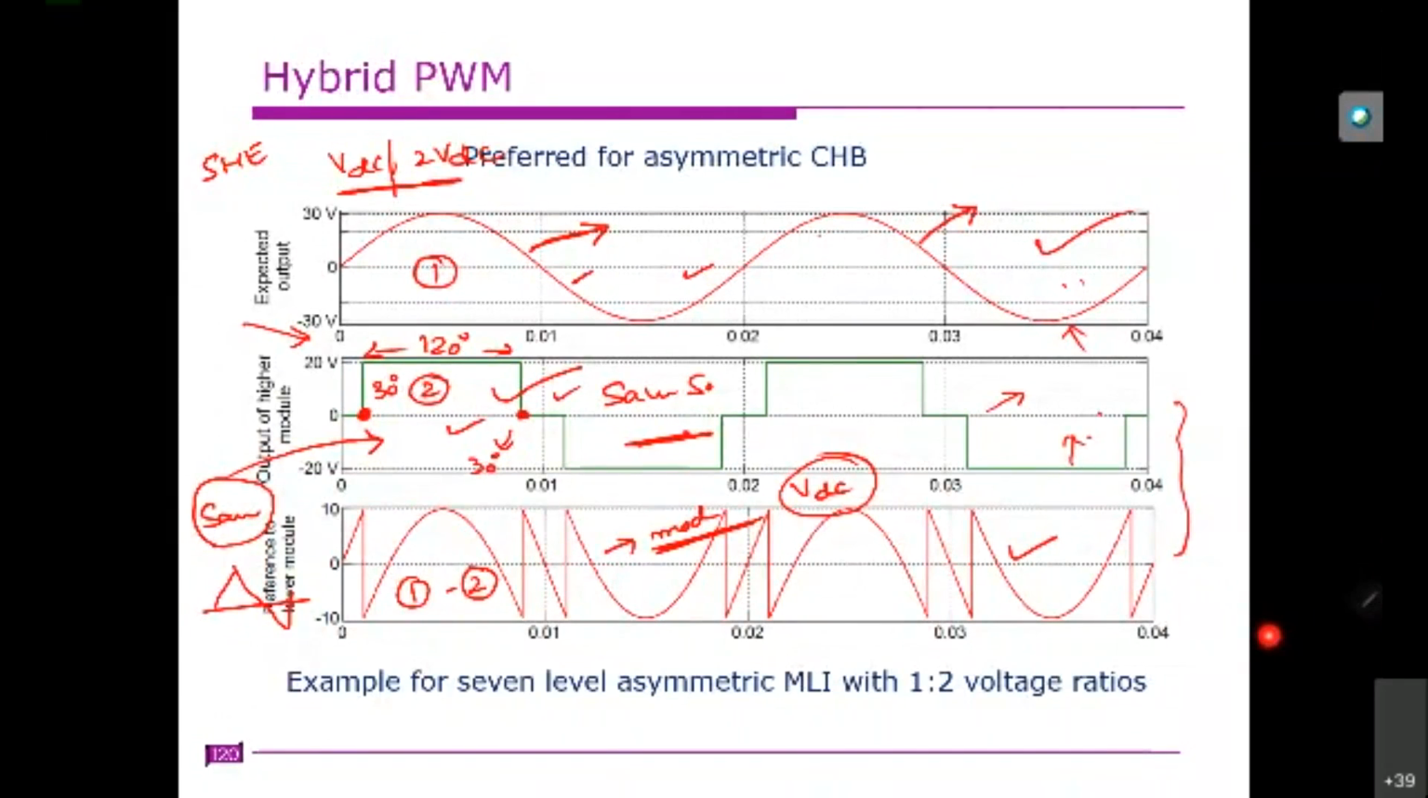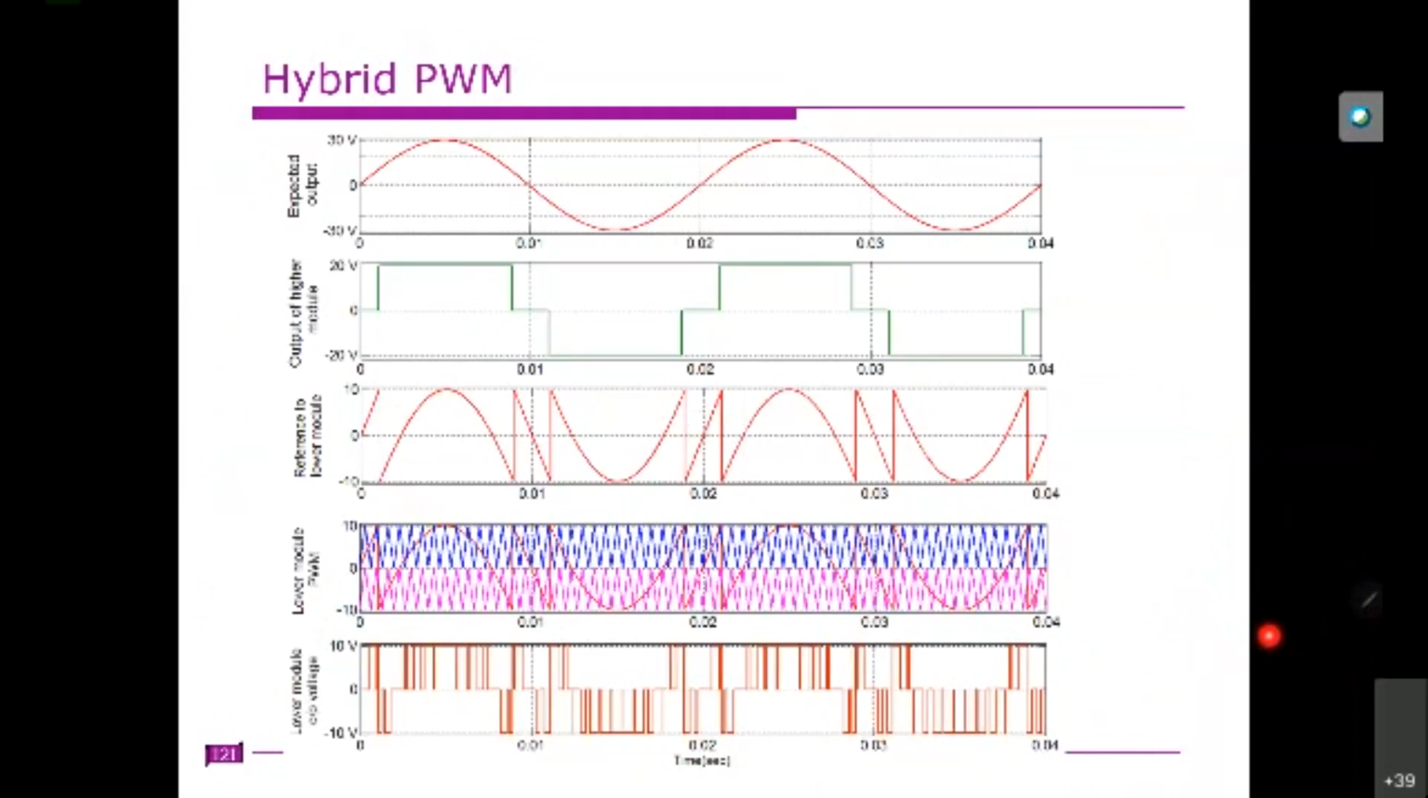So this is the output voltage that you require. This we already obtained. Whatever the rest is, that is the modulating signal for this. So here, this one is the modulating signal. This modulating signal can control either one H bridge or whatever H bridges are left, right? So that is controlled by this modulating signal.